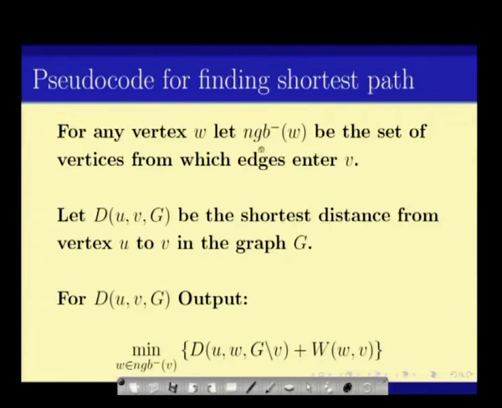Here is the pseudocode. For every vertex in the neighborhood, the set of vertices that are entering V, you first find the distance of u from that neighbor, and you remove that vertex v from the graph and output the shortest distance. You add the edge weight and you take the minimum of that. This is exactly what I explained just now. This is exactly the recursive algorithm, a kind of divide and conquer approach, that we had looked at so often. It is a recursive algorithm, except that let us try to understand the runtime.